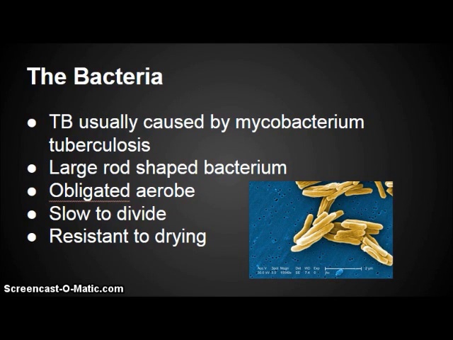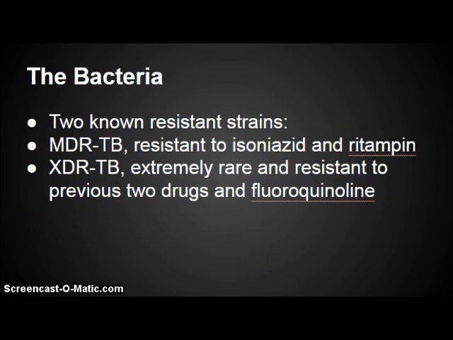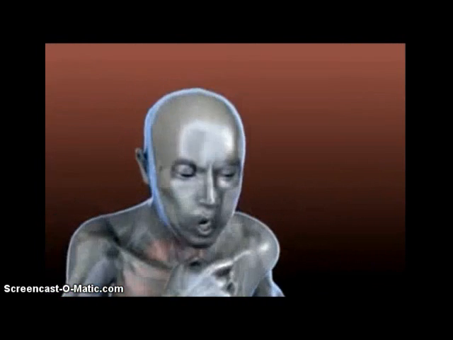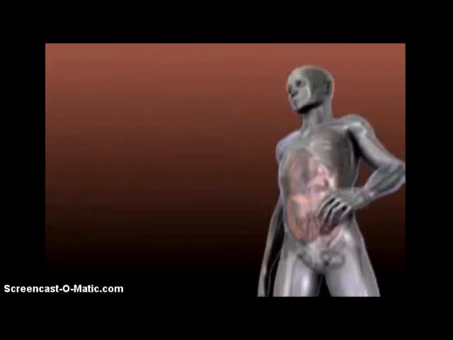It is very resistant to drying due to a high percentage of lipids found in its coat. There are two known resistant strains: multidrug resistant TB, or MDR-TB for short, which is resistant to isoniazid and rifampin, which are used in the treatment of TB. There is a rarer strain of TB called extremely drug-resistant TB, or XDR-TB for short. This is resistant to both of the previous drugs and also the secondary drug used in treatment of TB called fluoroquinolone.